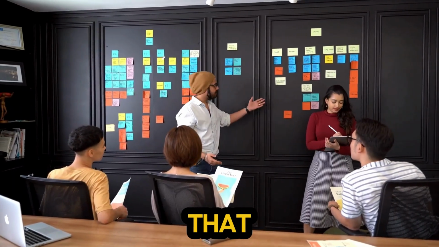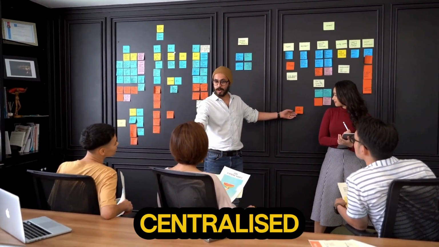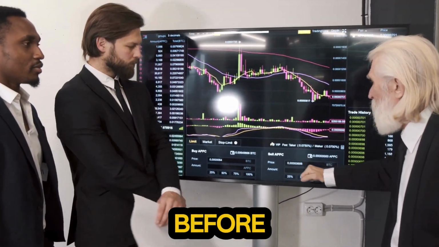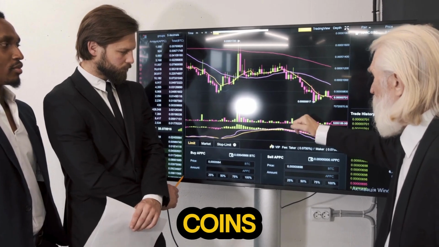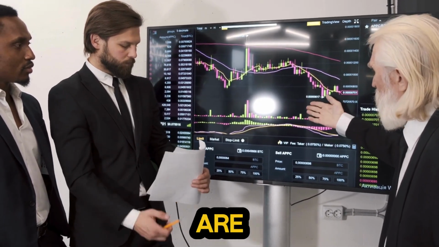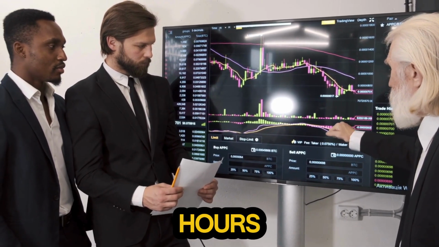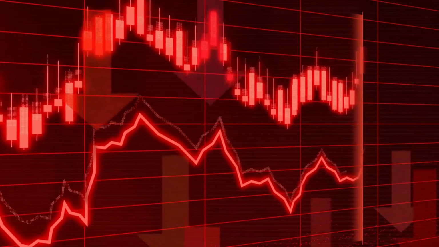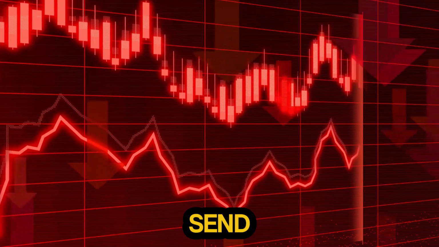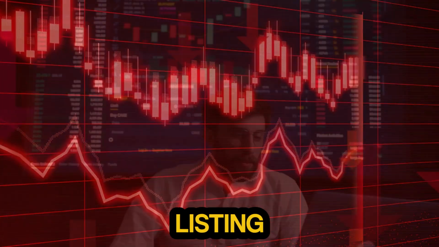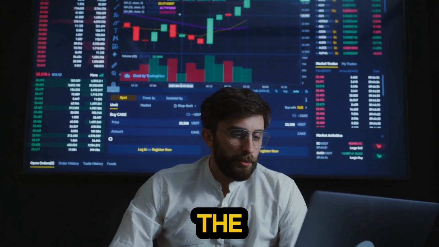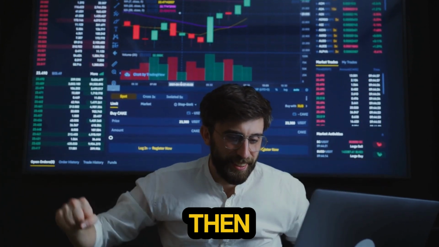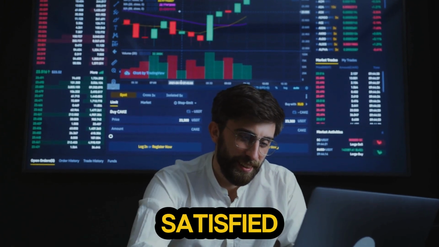We know that the tokens that are about to be listed on centralized exchanges usually pump a couple of hours or minutes even before the listing. So what we do is to buy those coins as soon as we've realized that they are going to be listing, maybe 24 hours before the time or 12 hours before the time, and then hold the coin. And then when it pumps, we can either send to the centralized exchange to partake in the listing, or we sell even on the decentralized exchange such as Uniswap, where we just bought this coin and then sell off in profit if we are satisfied with the profits.